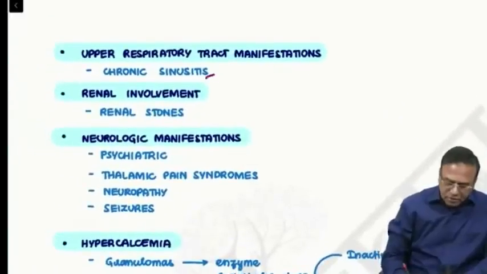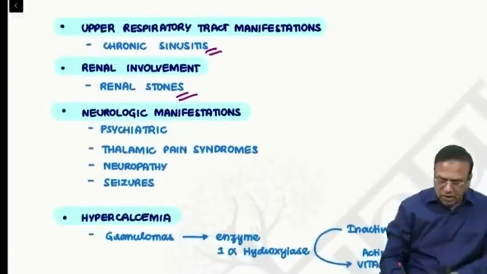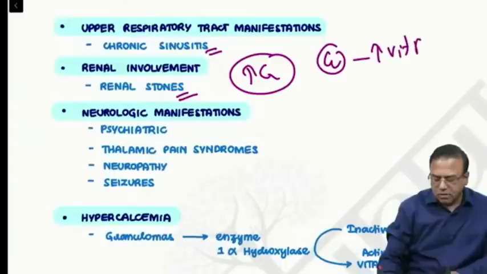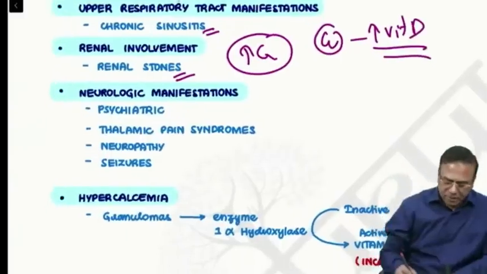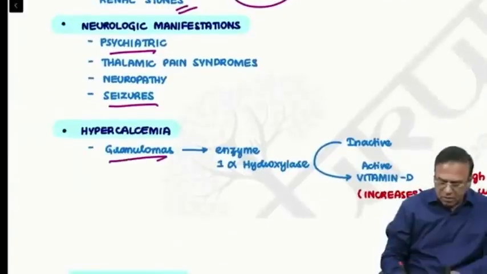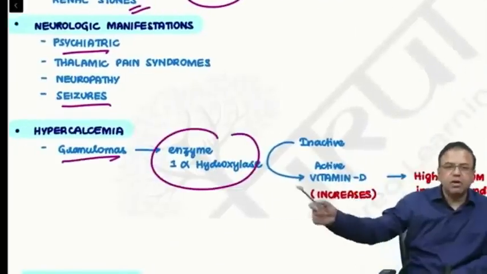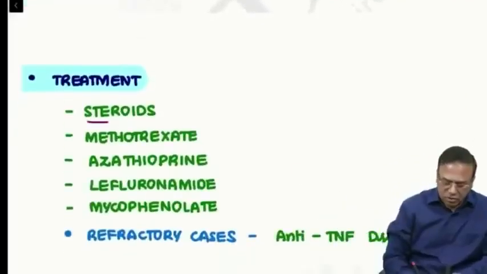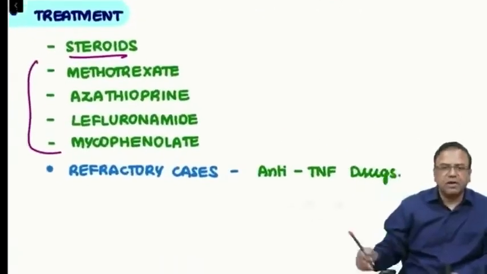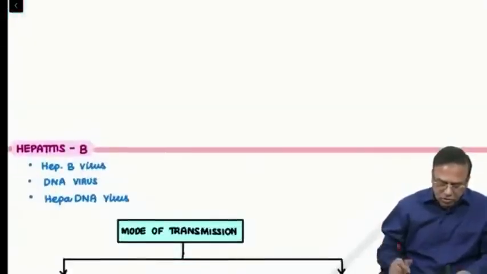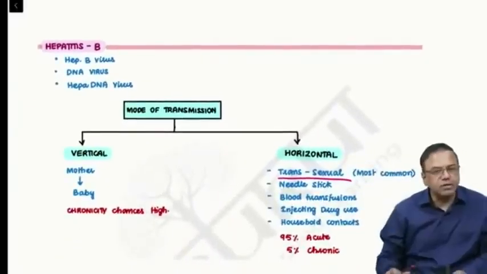So patients can have sinusitis, renal stones, and hypercalcemia, because sarcoid, as I told you, is a granulomatous condition that increases the formation of vitamin D. It converts inactive vitamin D to active vitamin D. Neuropsychiatric complications can occur, seizures can occur. Granuloma converts inactive vitamin D to active vitamin D because they have 1-alpha hydroxylase activity. So treatment is basically steroids and immunosuppressive therapy. Refractory cases you can use anti-TNF drugs. So these are all the things that you should know as far as sarcoid is concerned.